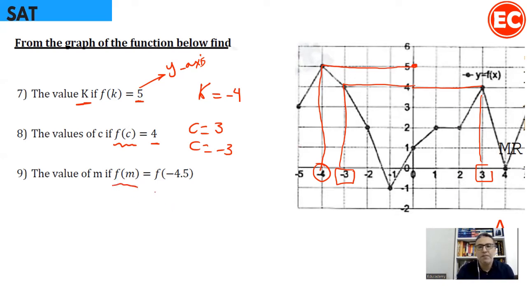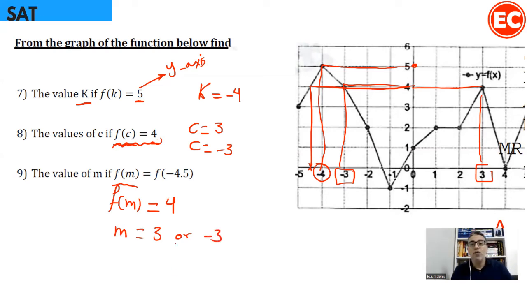And according to the requirement in the question, I may decide which answer I'm going to choose. Now, f of m is equal to f of negative 4.5. Where is negative 4.5? Negative 4.5 is here, and f of negative 4.5 is equal to 4. So f of m is equal to 4. We solved it a few seconds ago that f of c is equal to 4 at negative 3 and 3. So m is equal to 3 or negative 3. Again, all of these values I figured out from the graph of the function. Last thing, notice that this function intersects the x-axis at 3 points.